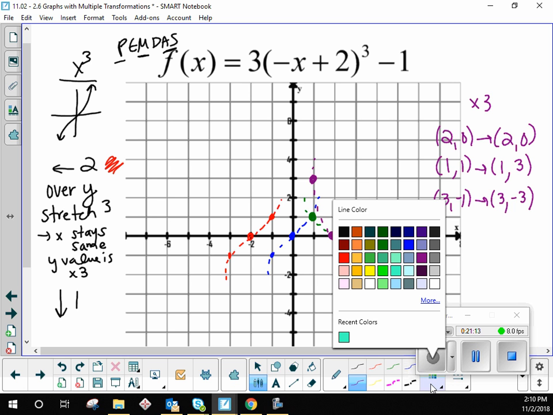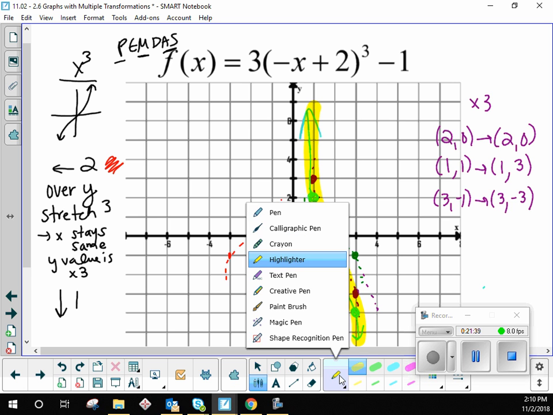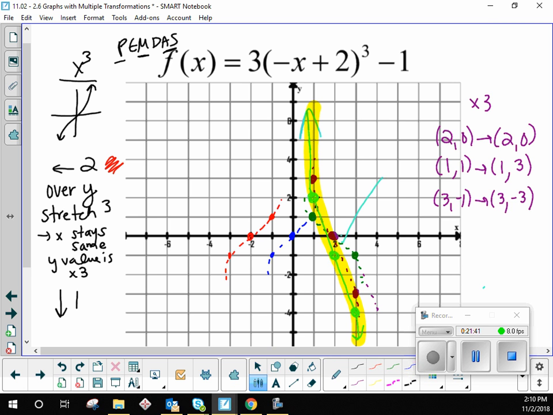And the very last thing, and I've run out of color, so it's time for teal. Everything goes down 1. Right? So my purple points are now going down 1. And I connect them. Yeah, this is the last transformation. Right there. And the inflection point is 2, negative 1. Oh my goodness.